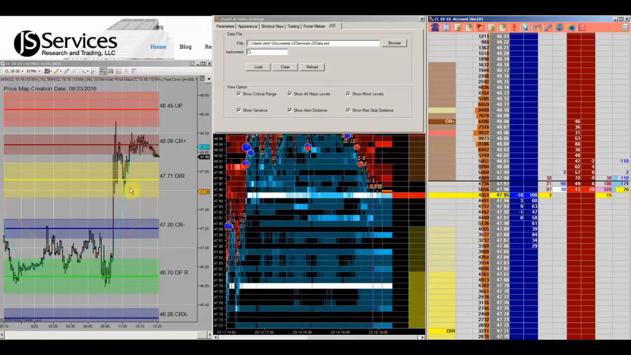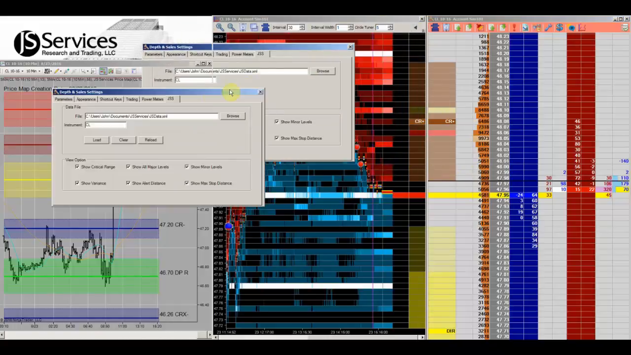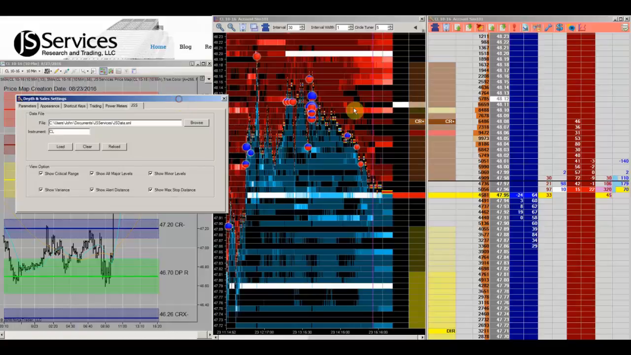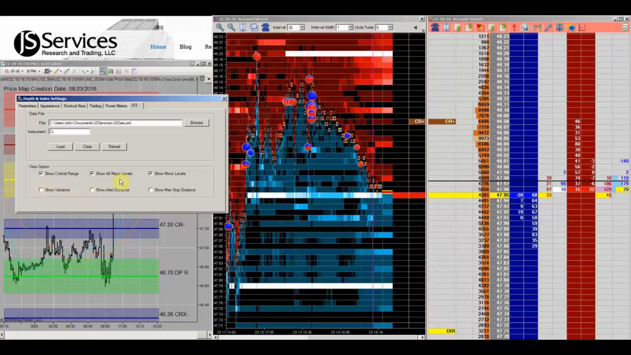Just as we can dial our major levels and metrics on and off the chart, we can do the same thing with the JIGSAW integration. So here you can see in the chart we have our levels and our metrics, and if I want to take off some of our metrics, I can take off my alert distance, take off all the metrics. I can not show the minor levels, just show the major levels, or only show those major critical ranges.